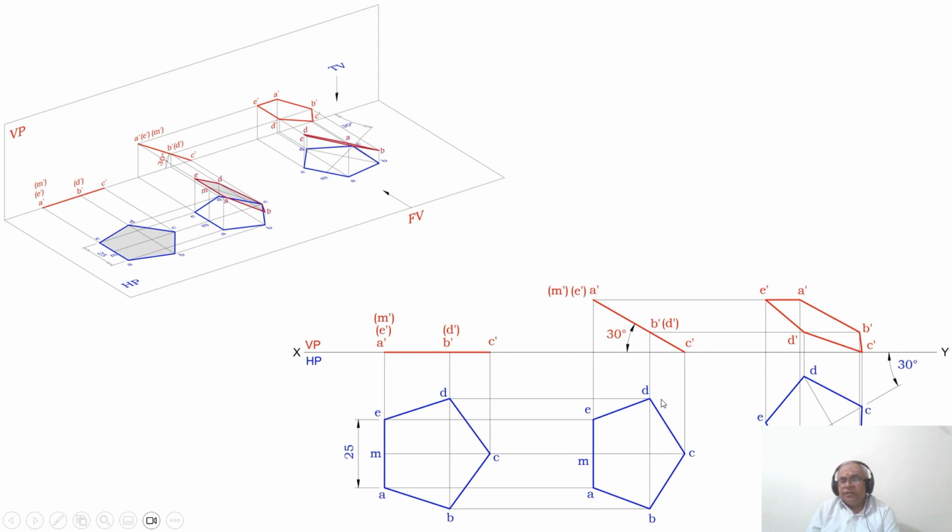So this is how you will be able to analyze the problem in 3 dimensions and also solve it manually by using the sketchbook. Thank you.